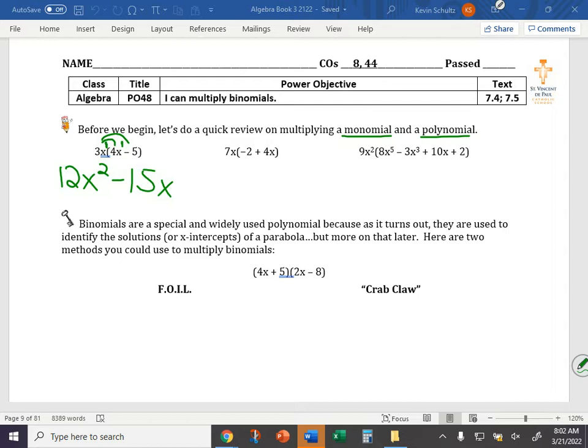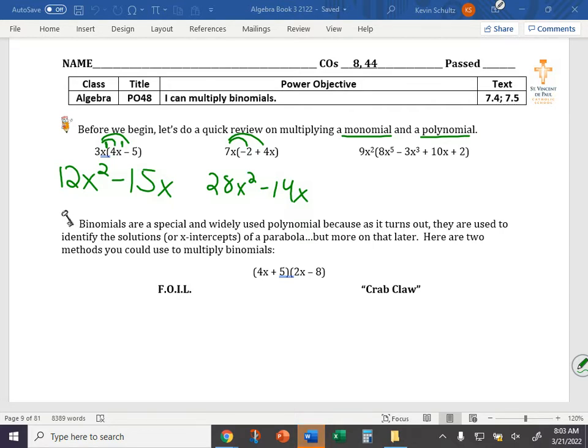Next one. 28x squared minus 14. Yes, putting it in standard form is going to be 28x squared minus 14x. Again, distributing into the parentheses, 7x times negative 2 and 7x times 4x. We put that 28x squared first for standard form, and that is good.